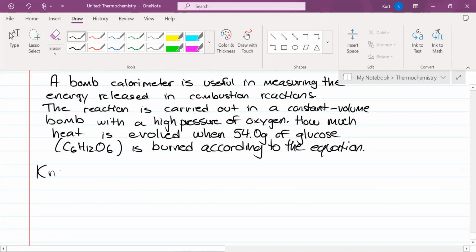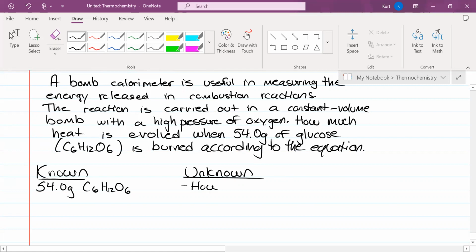So, Derek, can you read the problem and tell me what a known value is? 54 grams glucose. And it says glucose is C6H12O6. Emma, can you read what we're being asked to find? Can you see that from there? Yeah. How much heat is being evolved? Evolved means produced, like made. Oh, evolved. When 54 grams of glucose is burned? Yeah. How much heat, and what is heat measured in?